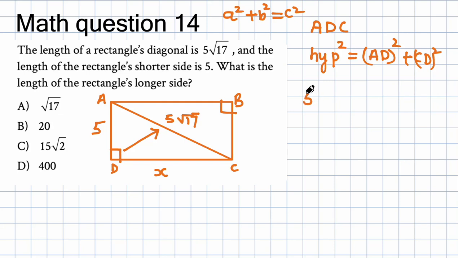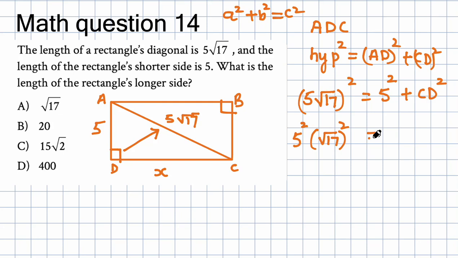So the hypotenuse is 5 root 17 whole squared. AD is 5, that is given in the question, but we don't know CD squared. Now when we square 5 root 17, by the property of exponents, both numbers are to be squared separately. We can apply this property. And 5 squared, 5 times 5, is 25, plus CD squared. Now 5 squared is 25.